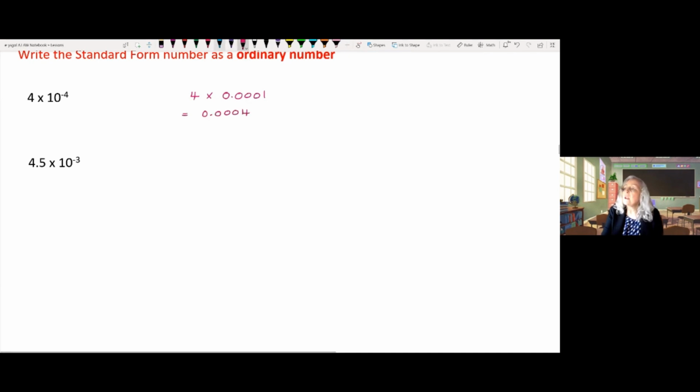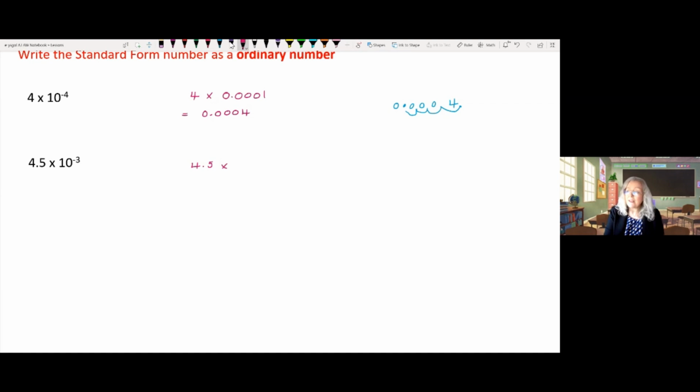So it would be 0.0004. Thinking about this with the decimal points, you would say, I'm starting with 4. My decimal point is here. And I know that this is a small number, so this time I'm moving the numbers the other way. I have to move them 4 times. I've got 1, 2, 3, 4. My decimal point's going to go here. Fill in zeros, and then I need a 0 at the front. So that's where 0.0004 comes from. For this one, 4.5 multiplied by 10 to the power of minus 3.